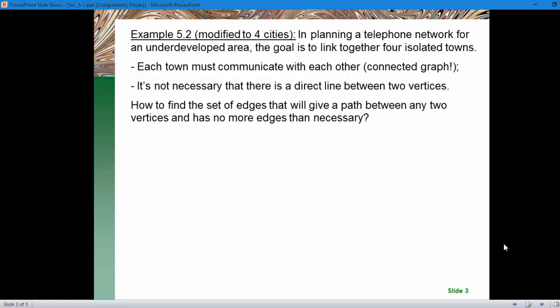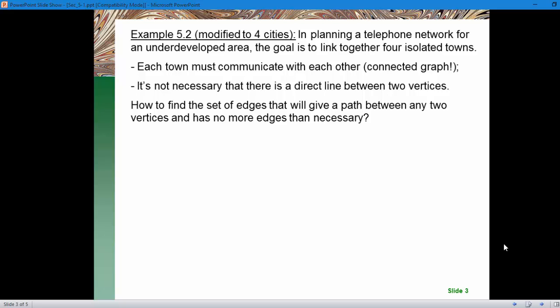Here's another example. In planning a telephone network for an undeveloped area, the goal is to link together 4 isolated towns, and this is what we want. Each town must communicate with each other. That means the graph, the diagram, will be a graph, and the graph will be connected. And the other property is that it's not necessary that there is a direct link or a direct line between 2 vertices, between 2 towns. And here's a question: how to find a set of edges that will give a path between any 2 vertices and it has no more edges than necessary.